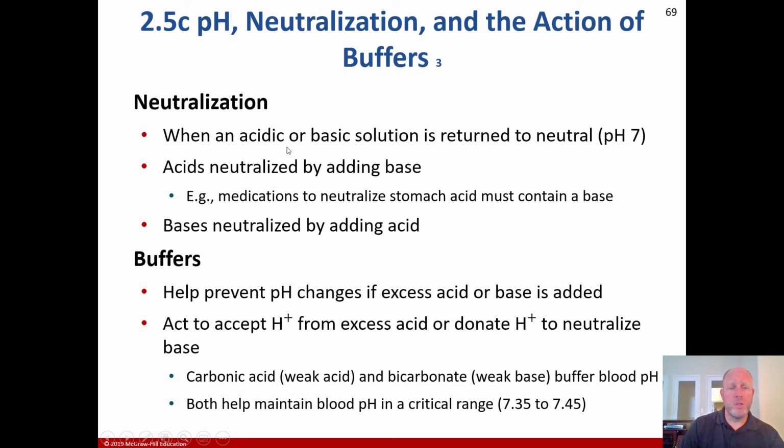Neutralization is when an acid or base solution is returned to neutral pH. An acid is neutralized by adding base, and a base is neutralized by adding acid. Not terribly surprising. When you have an acid, you want to be decreasing the hydrogen ions, so you can move more towards base and increase the pH. The other way is the case if the base is too high: you want to add hydrogen ions, releasing them, so you decrease the pH and become more acidic, to bring it back toward neutral pH.